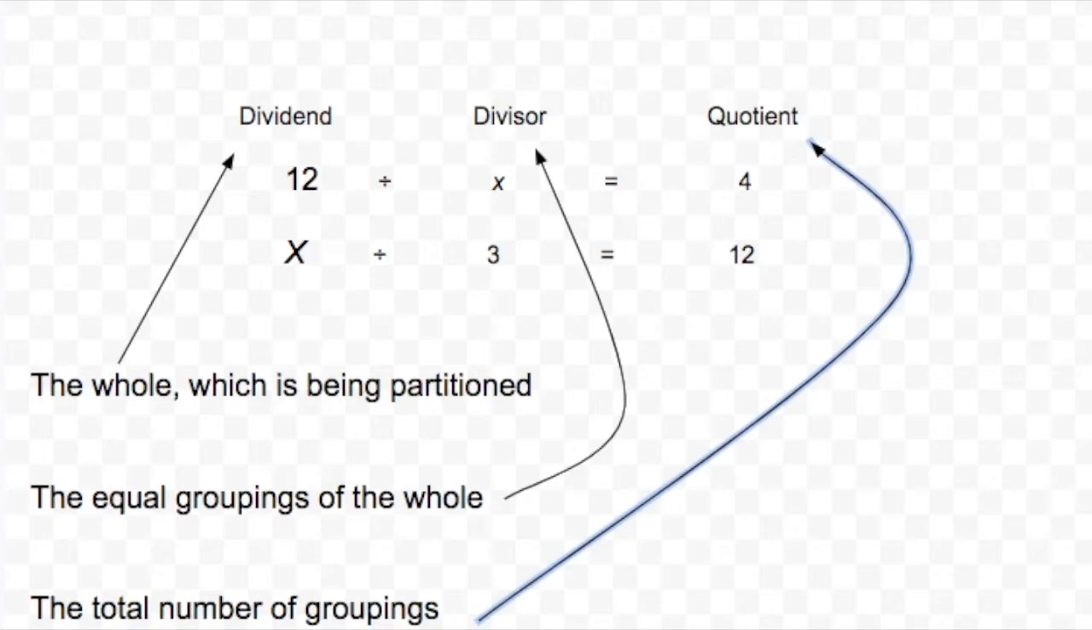Your dividend is always larger. The only time it's smaller is if you're doing decimal division, where you know your quotient is going to end up being a decimal number.